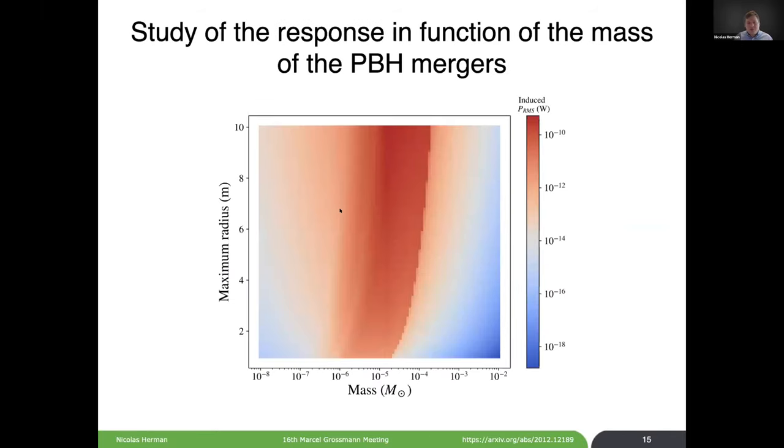And we can study the response as a function of the mass of the primordial black hole merger. Here is the mass of the primordial black hole, where we assume equal mass for the two black holes. We can see that if we tune the parameters of the cavity, here the maximum radius of the cavity, we can change the response of the cavity a little bit. Here is the induced power, and depending on the mass that we want to highlight, we can tune the parameters of the cavity.